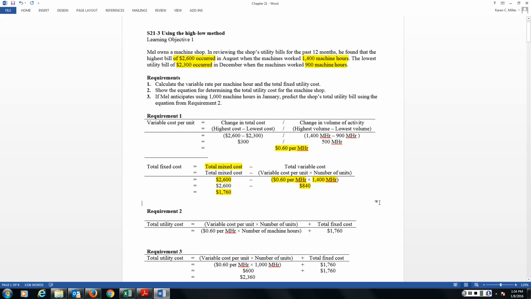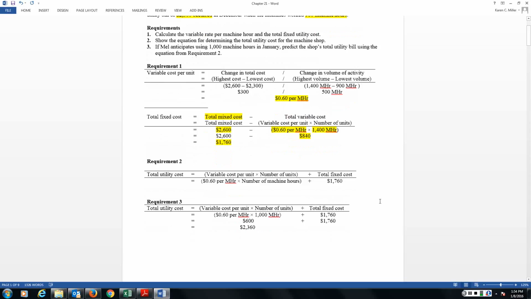Now we can determine a formula that we can use in the future to predict what utility cost might be. If I want to know total utility cost, it is simply 60 cents per machine hour times the number of machine hours that we think we're going to run in that particular month, plus your total fixed cost. This is the estimated amount we will spend on utility cost in any given month, based on the high-low method and a relevant range that covers our highest cost and our lowest cost.